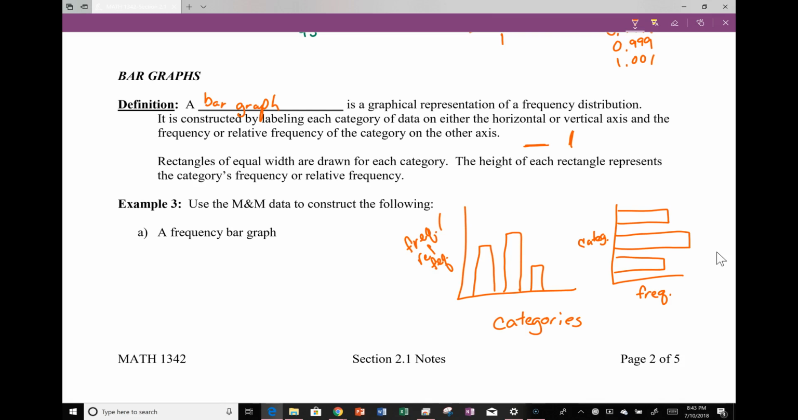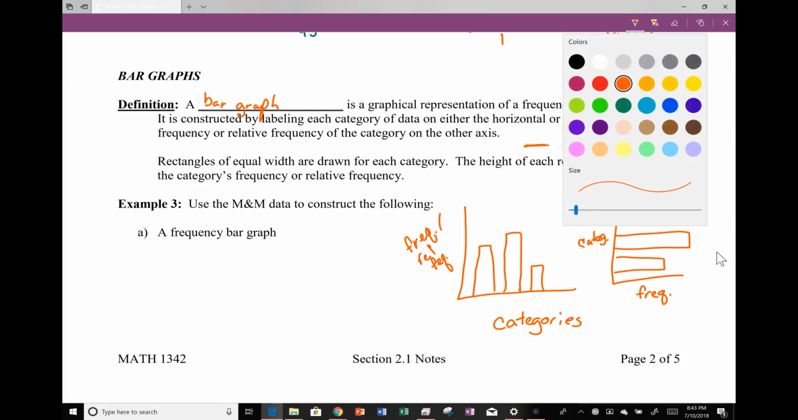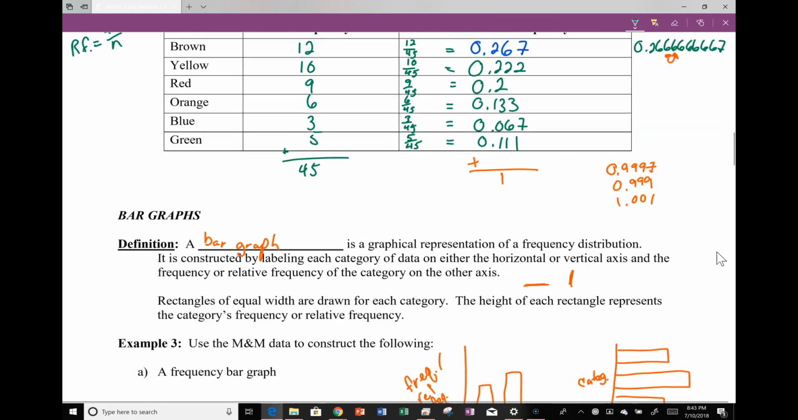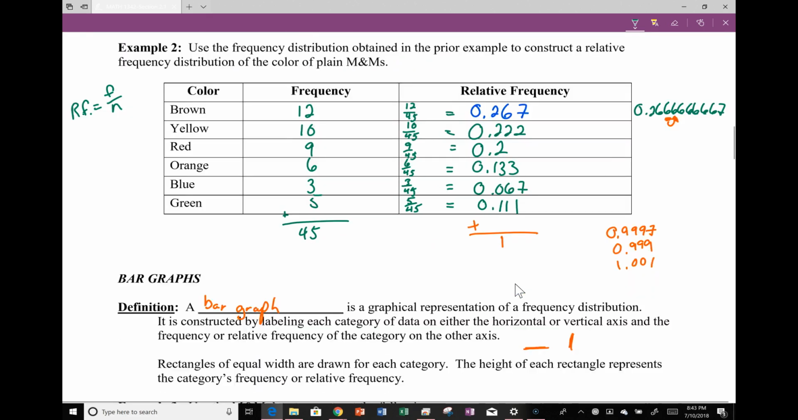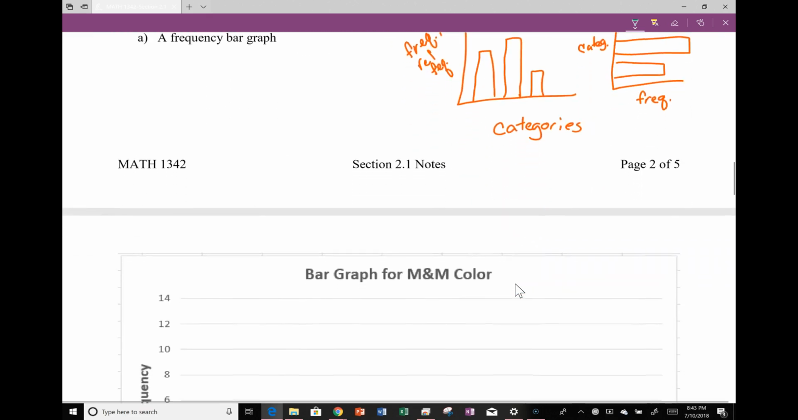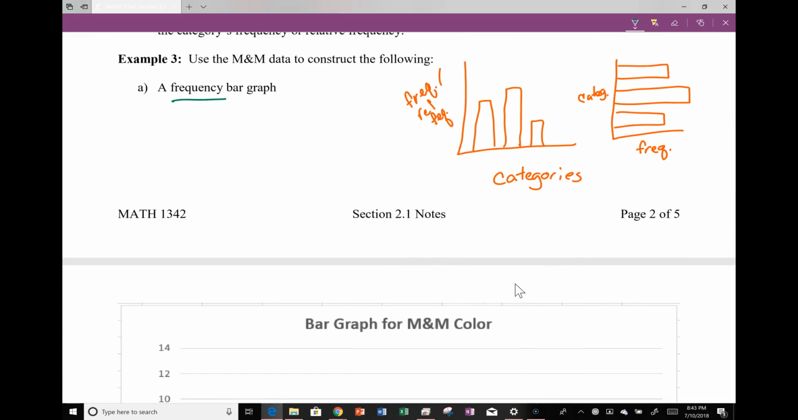So let's remember our data for our M&Ms. Okay, we had 12 brown M&Ms, 10 yellow, 9 red, 6 orange, 3 blue, and 5 green. And we calculated their relative frequencies. So what I would like to do now is construct a frequency bar graph.